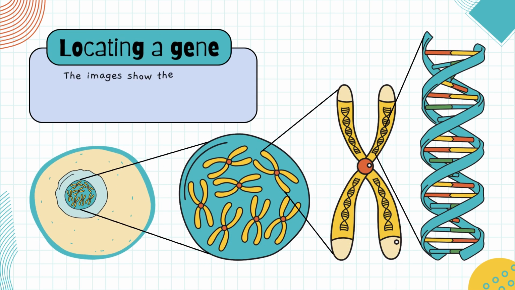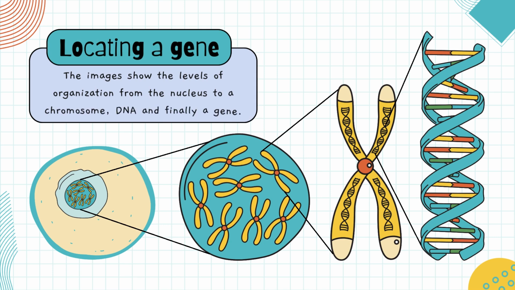To truly appreciate the complexity of our genetic blueprint, we must understand how genes are organized within our cells. Consider this. The organization starts at the nucleus, where chromosomes are housed. Then each chromosome contains long strands of DNA, and nestled within these strands are the genes, the specific segments that code for proteins. Visualize this as a series of nested Russian dolls, each layer revealing more intricate details. By understanding the hierarchy from the nucleus down to the gene, we can see how information is compactly stored, yet remains accessible when needed to drive life's processes.